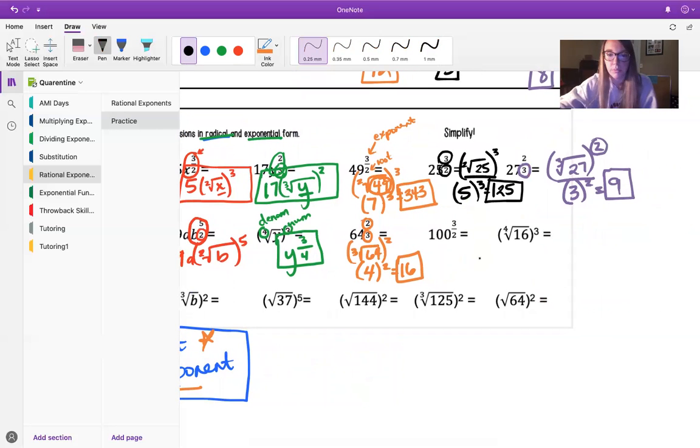Next, our denominator is our root, numerator is our exponent. So we have the square root of 100 cubed. Okay, we do the root first. So what times what gives us 100? It's 10. Okay, then we take 10 and we cube it. So 10 to the third power is 1,000.